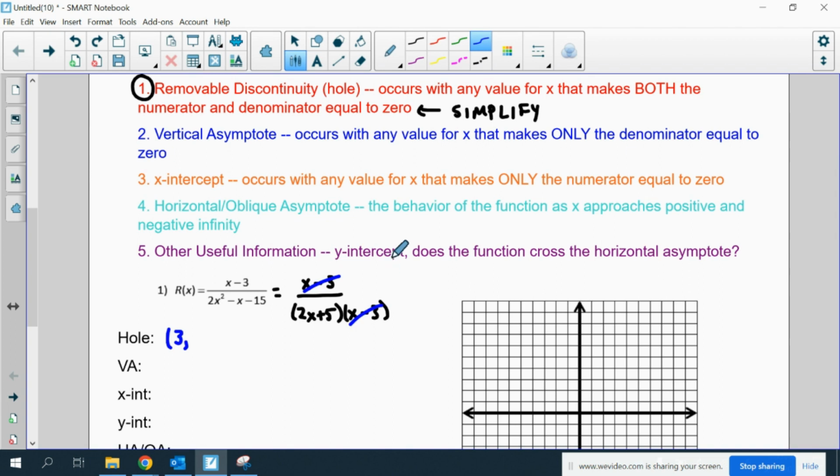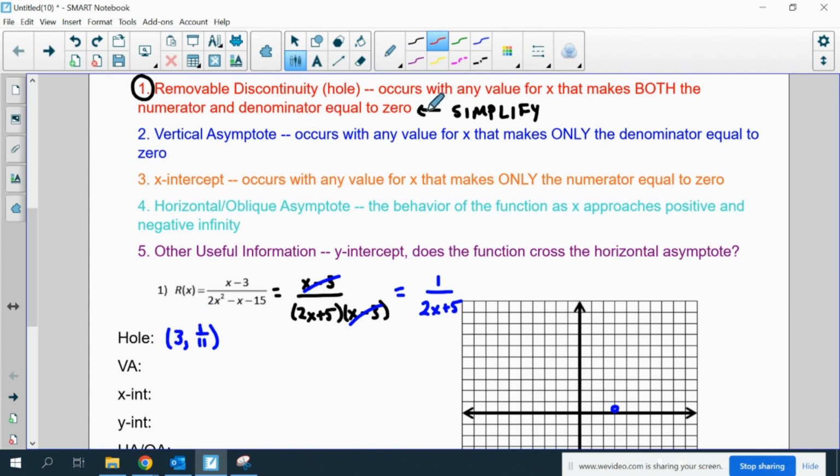So what we're going to do is cancel off and reduce the fraction, simplify it by canceling the x minus 3's. And so basically, this function r of x behaves like 1 over 2x plus 5 at every spot except for where x equals 3. When x equals 3, there is a hole or removable discontinuity in the function. So if I substitute 3 into this equation, I get 1 over 11. So at (3, 1/11), there is a hole.